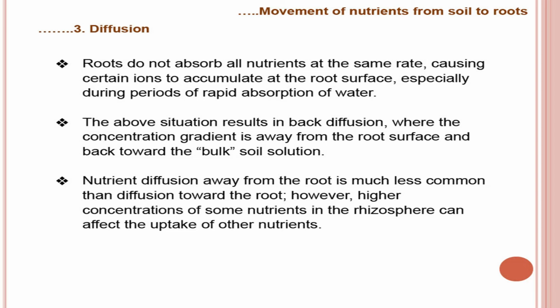Roots do not absorb all nutrients at the same rate, causing certain ions to accumulate at the root surface, especially during periods of rapid absorption of water. The above situation results in back diffusion, where the concentration gradient is away from the root surface and back toward the bulk soil solution. It can however also happen within the soil. Nutrient diffusion away from the root is much less common than diffusion toward the root. However, higher concentration of some nutrients in the rhizosphere can affect the uptake of other nutrients.